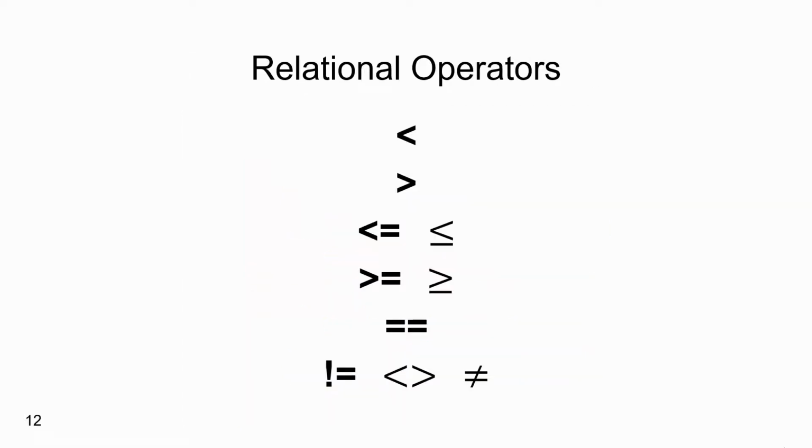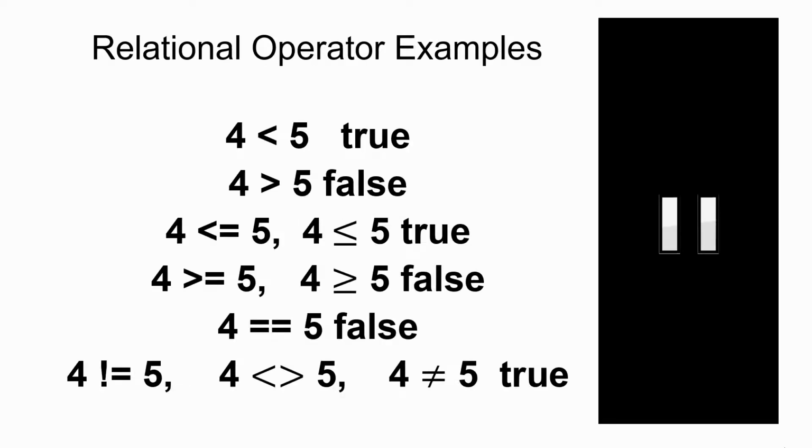Most of the time, the condition is based on a comparison of two values or variables, using the 6 relational operators you see here, which we discussed in an earlier lesson. Here are several examples. Stop the video and study these for a moment, making sure you understand how each one works.